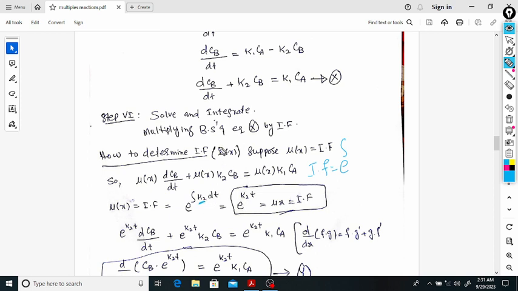Here k2 is a constant, and we integrate with respect to the independent variable, which here is time. Taking the integration of this term gives k2t, so the integration factor will be e to the power k2t, with some constant. So the integration factor mu of x is e to the power k2t.